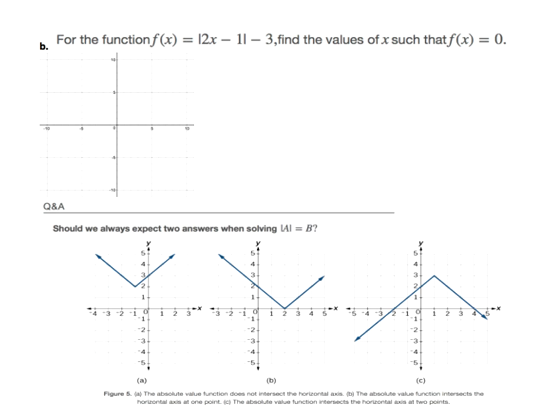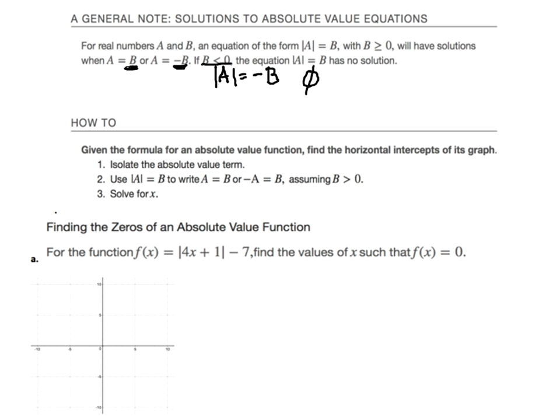So let's go back to the problem. The problem says, find the values of x such that f of x is equal to 0. What they're asking you to find are the x-intercepts. They just didn't use that language. Notice in your book it says finding the zeros. I told you they're also called zeros. So I'm given the equation.